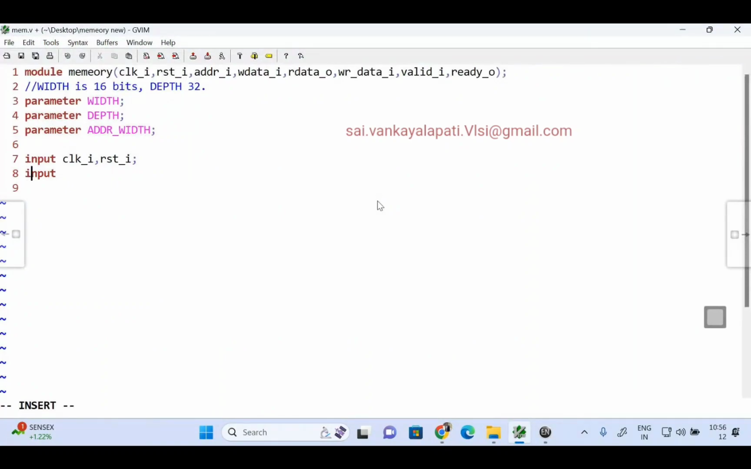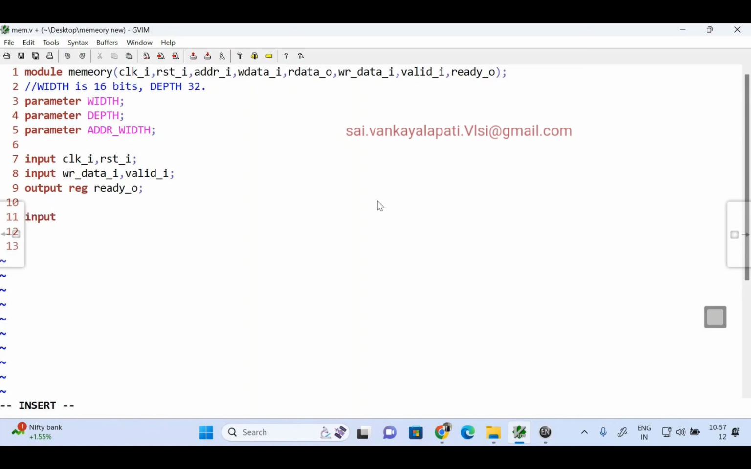Then I declare the input output. The next input I'm going to declare is write data. Correct? Write data underscore I is the input. Then valid underscore I is another input. Is this a scalar or vector? Scalar, 1 bit. Correct? Then what are the outputs? Output ready underscore O.